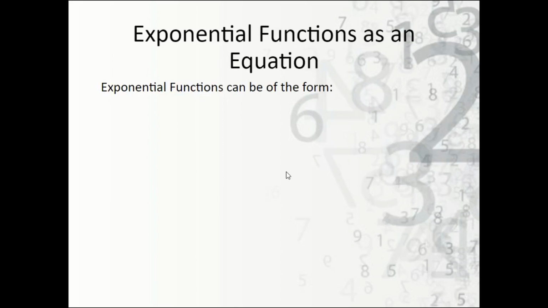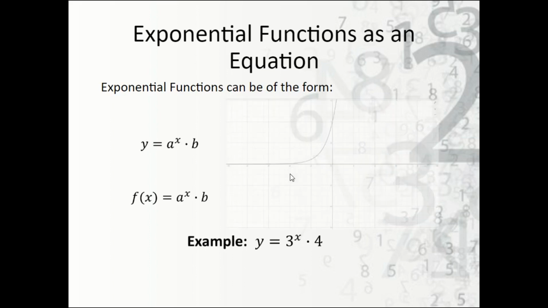So exponential functions are of this form. Y equals a to the x times b. Or you may see it as f of x equals a to the x times b if it's in function notation. So an example of this would be y equals 3 to the x times 4. And when we graph that, it looks like this.